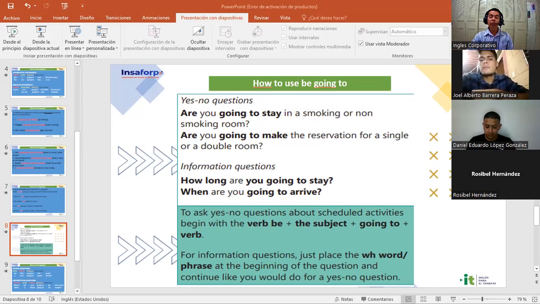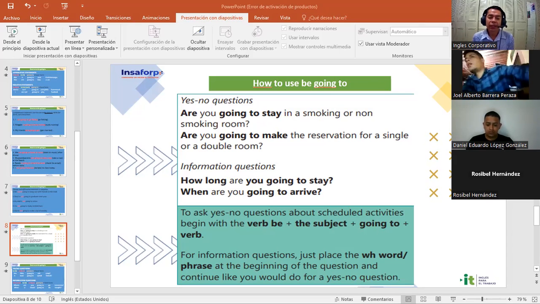Then comes the base form, the complement and a question mark. Examples: Are they going to eat soup? Is Juan going to speak French? That's it, right? Now, with an information question, we also change the position of the verb to be and the subject. So we say, you are, no, are you? David is, no, is David.